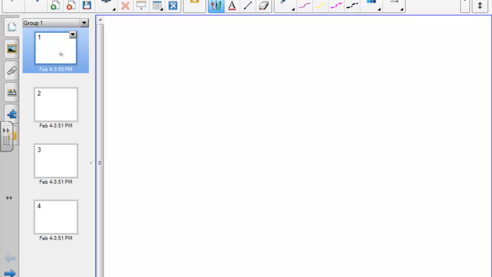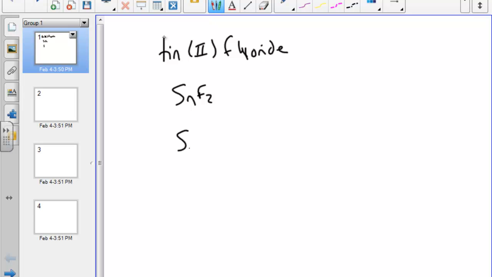So it says tin(II) fluoride, should I spell it fluoride. That means tin with a +2 charge, fluorine is a -1, so SnF2, used in toothpaste, is made by the reaction of tin with hydrogen fluoride. So we have tin plus hydrogen fluoride yields tin(II) fluoride plus hydrogen gas.